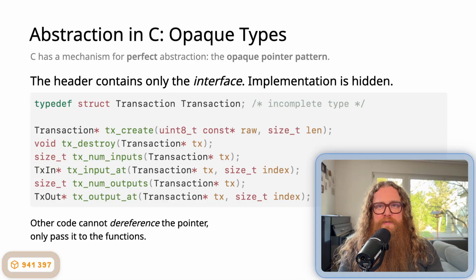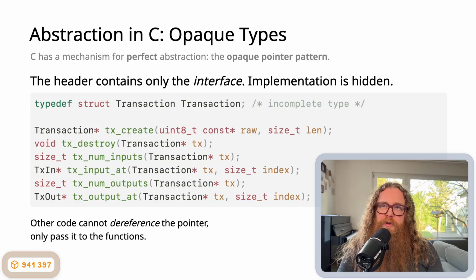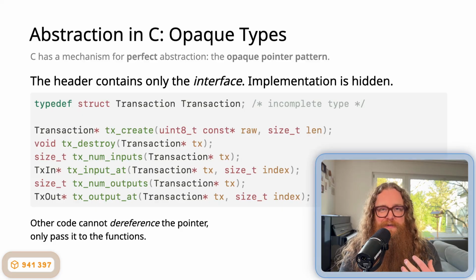And a client that invokes the tx create function gets a pointer to a transaction object. But the client cannot do anything with that pointer. The client cannot dereference the pointer and look what's inside an abstraction. The only thing that the client can do is pass the pointer to one of those other functions. Okay, so this is really good abstraction, makes the code faster to compile and easier to change.